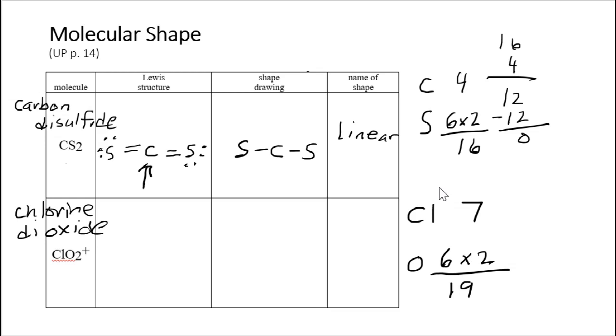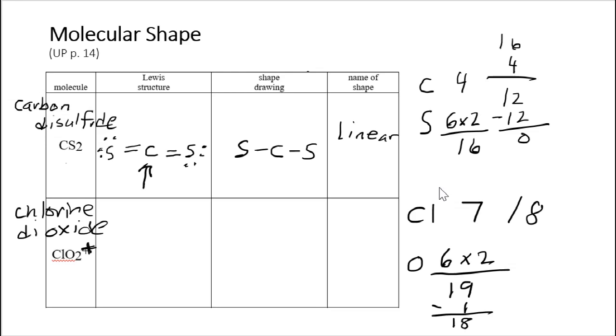Now that's a weird number because it's odd. So how can we have electron pairs and single, double, and triple bonds if it's odd? Well, notice that there's a plus sign here. It has a charge. This is a polyatomic ion. Because it's a plus charge, you have to subtract 1 electron to give it that plus charge. So the total is 18 electrons.